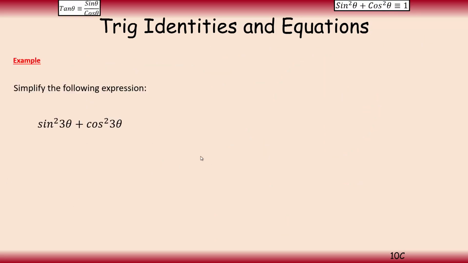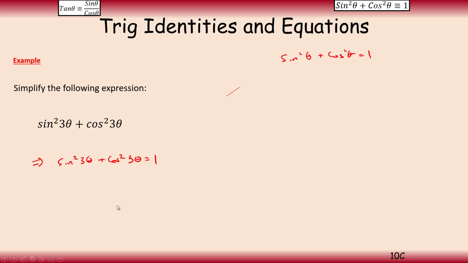Okay, so let's have a look at this example here. It tells us sine squared 3 theta plus cos squared 3 theta. How do we simplify that? Now I know that sine squared theta plus cos squared theta equals 1. As long as these angles are the same, the expression remains the same. So this implies that sine squared 3 theta plus cos squared 3 theta is equal to 1 as well. And that's it. That's all you've got to do on that one.